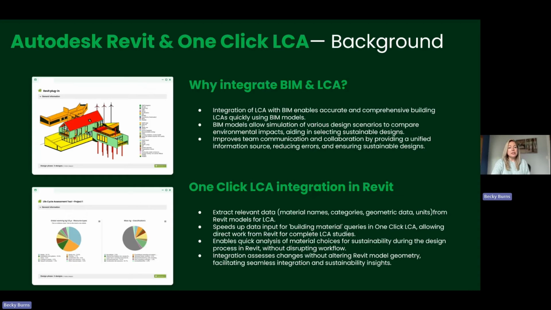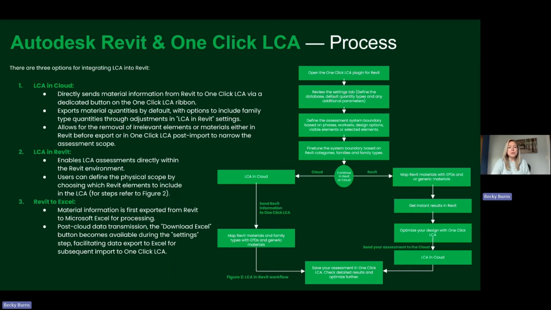The One-Click LCA integration to Revit works by extracting relevant data from Revit models. This speeds up data input for the building material queries in One-Click LCA, which enables quick analysis of material choices for sustainability during the design process. And here's an overview of how this process works. I won't go through this in detail, but there are 3 options for integrating LCA into Revit: LCA in the cloud, LCA in Revit, and Revit to Excel.